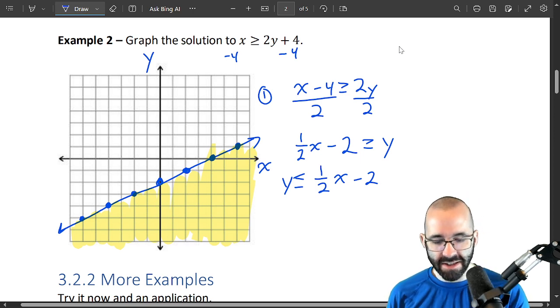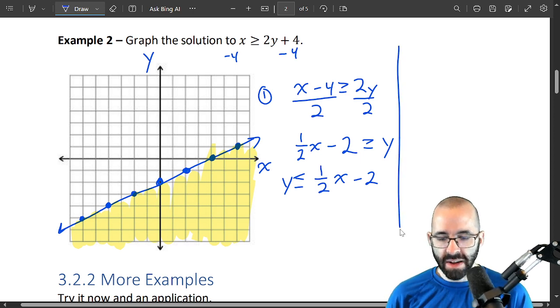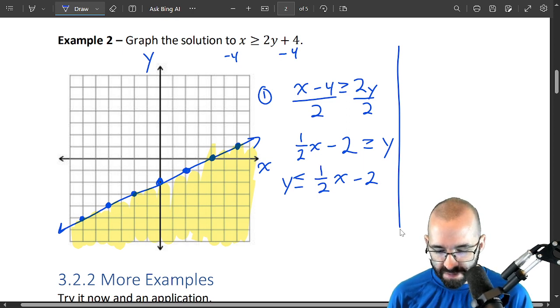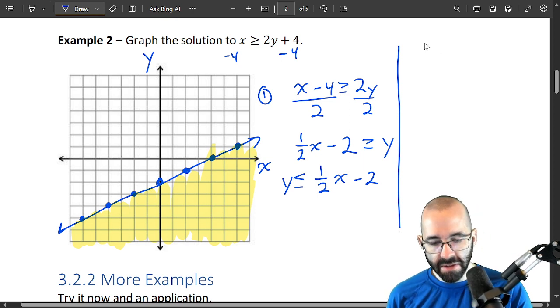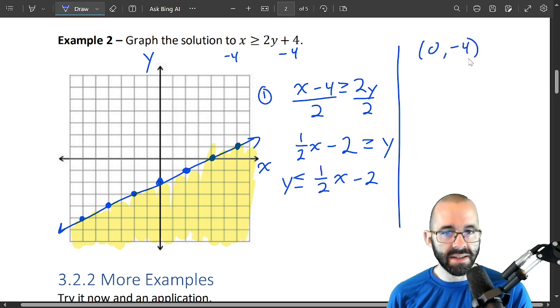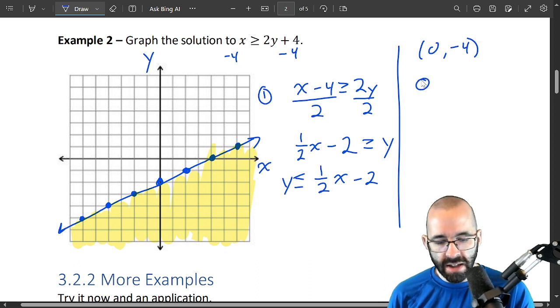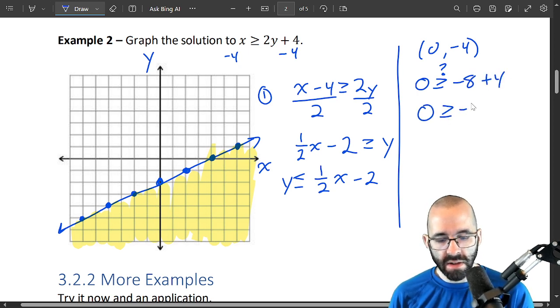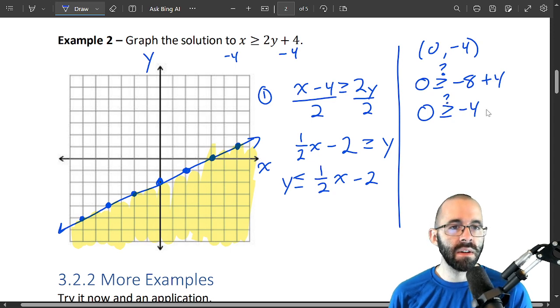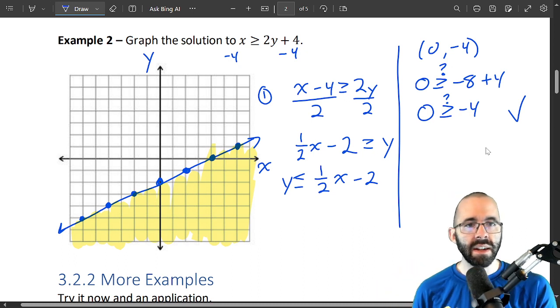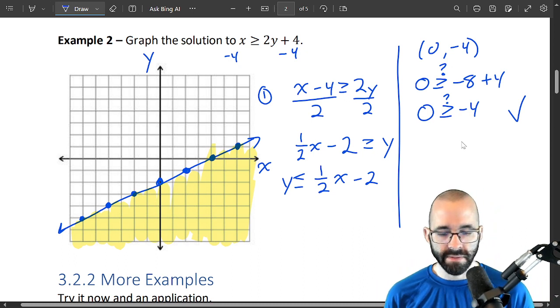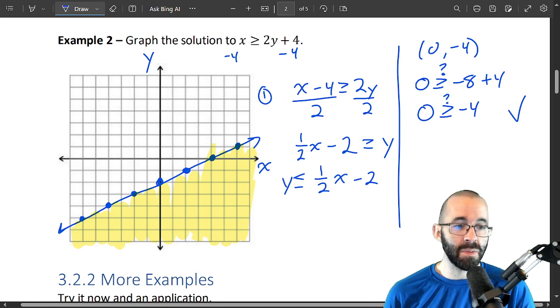Okay, and then again, we could make a little test point. What's something that's in this region? 0, -4, maybe? That's in the yellow region. That should be a solution. So let's look at the original inequality. Is 0 greater than or equal to -8 plus 4? Is 0 bigger than or equal to -4? Yeah, -4 is smaller than 0, that's for sure. Good. It's a good idea to just do little test points. And that's basically it. Let me know if you have any questions, and we'll do some more practice in the next one.